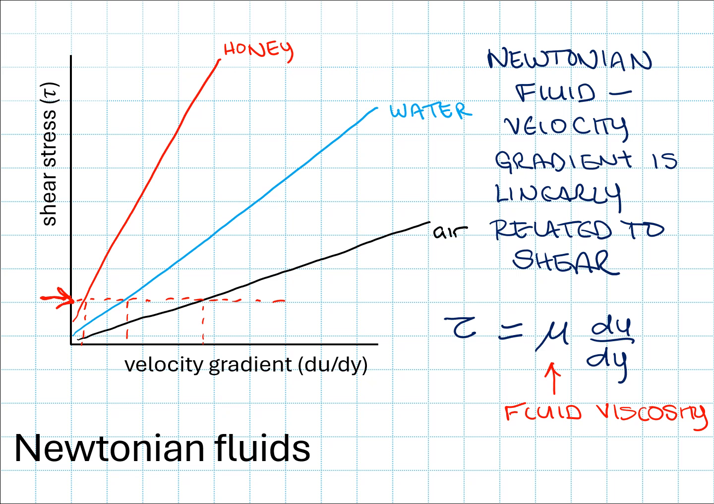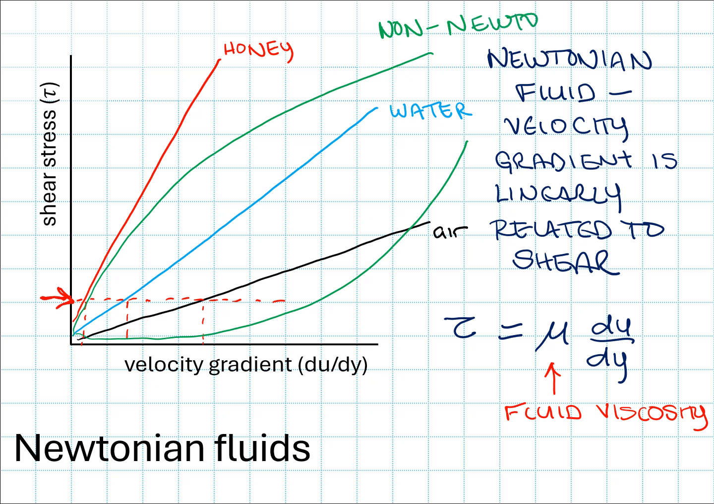So fluids where the relationship between shear stress and velocity gradient is not linear are non-Newtonian fluids, right? So you can imagine a non-linear relationship might look something like this or like that. So these would be curves for non-Newtonian fluids. Right, so these types of nonlinear curves would not be able to be predicted by this relationship right here that has a linear proportionality between shear stress and velocity gradient that corresponds to the fluid's viscosity.